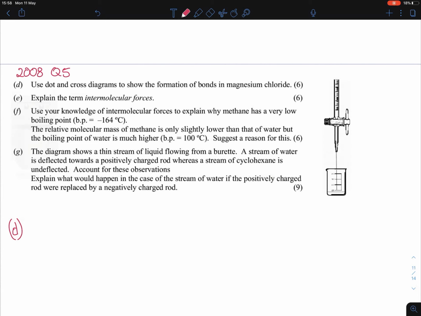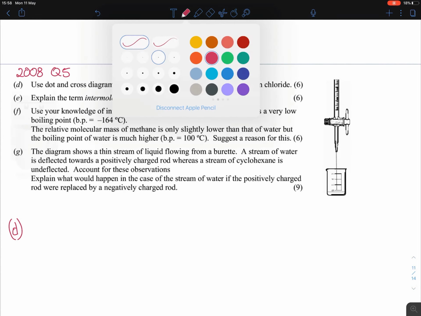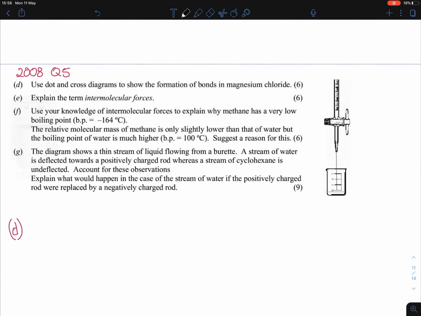Question 5: you're asked to use dot and cross diagrams to show the formation of bonds in magnesium chloride. Now, we go to magnesium and we go to chlorine, and we'll find out their valency, and we can go from there.